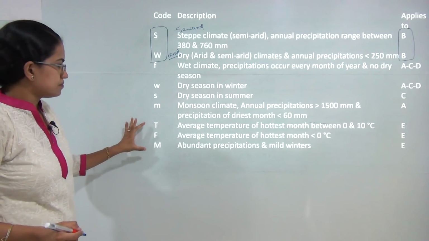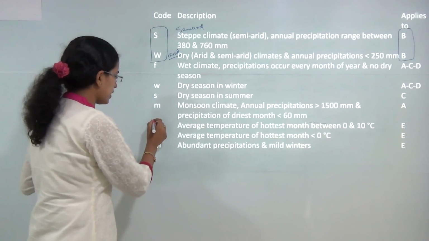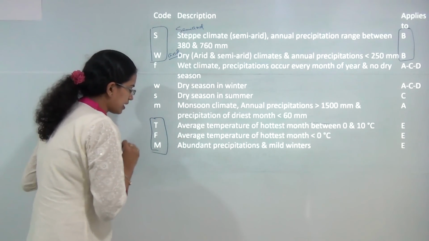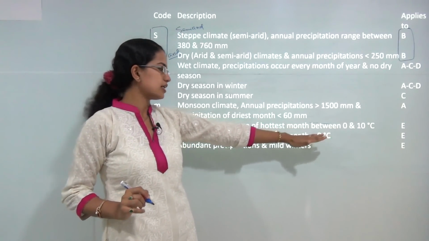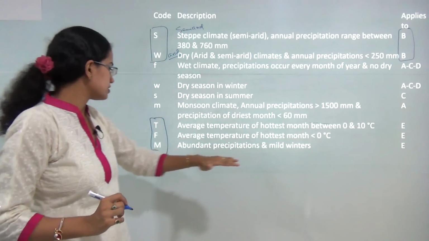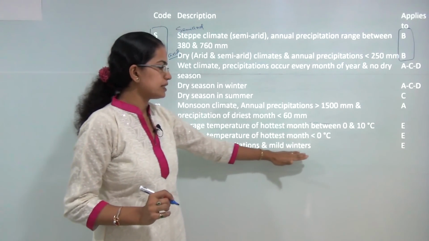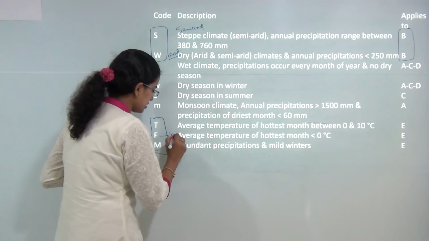Now similarly, the E region, that's the polar region, is again classified into three: T, F and M. T is where the hottest month is between 0 to 10 degrees. F is the hottest month less than 0 degrees, and M is the region of abundant precipitation. So F is, I can say, a region of ice caps nearly.